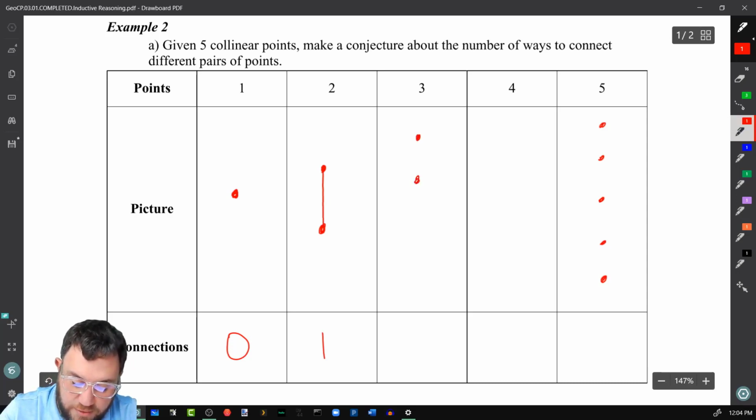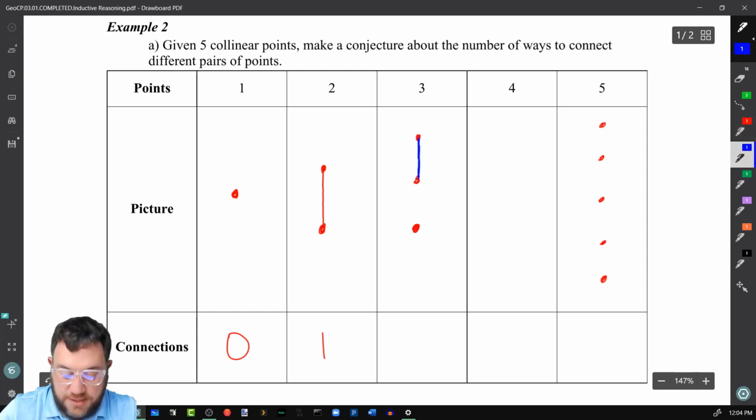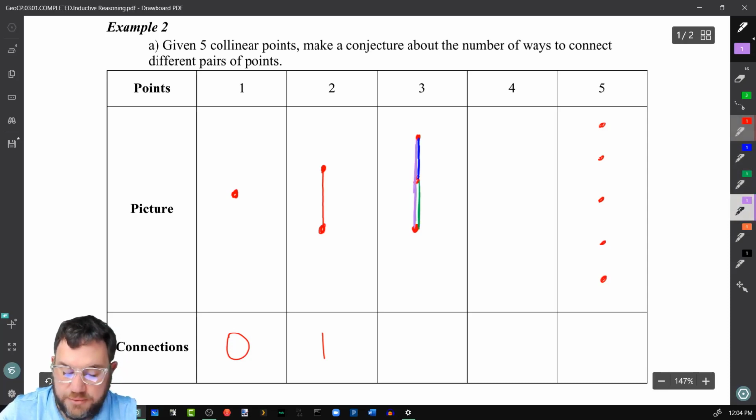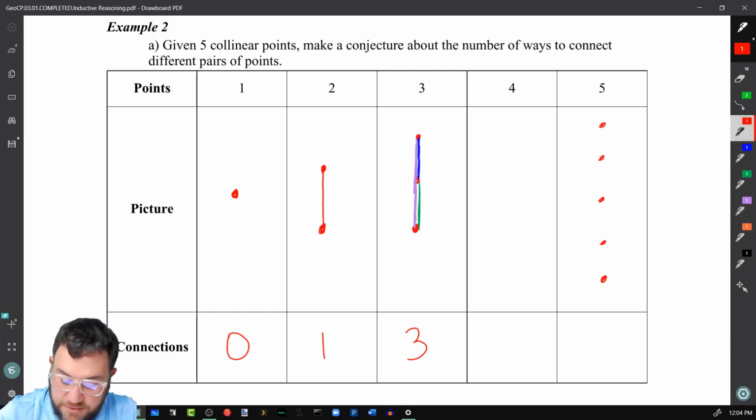If we have 3 points, we could draw a line segment from the first one to the second one, from the second one to the third one, or 1 long line segment that goes from the first to the third one. So that would be 3 segments.